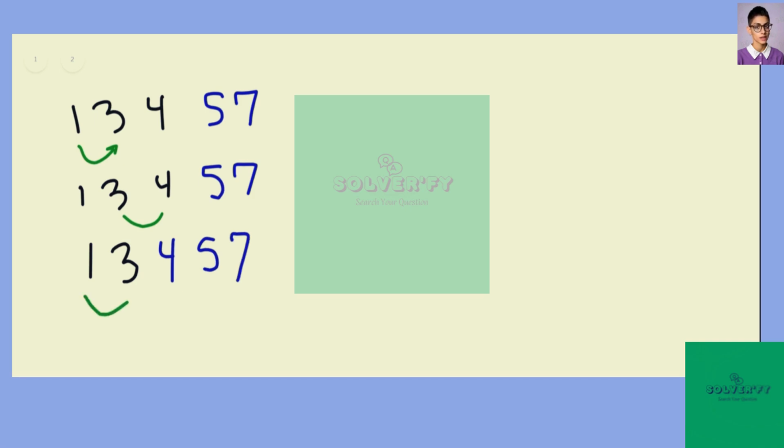Our final and fourth pass compares 1 and 3 and sees that it's fine. And now the bubble algorithm knows that all of them are in the right spot. And the order is 1, 3, 4, 5, 7.